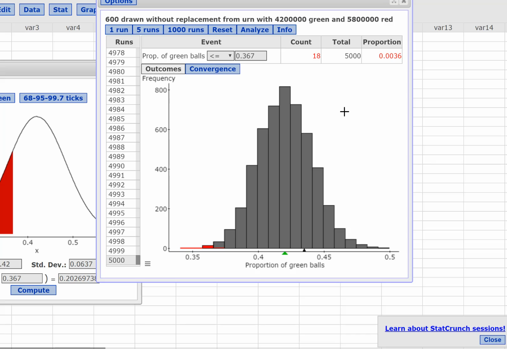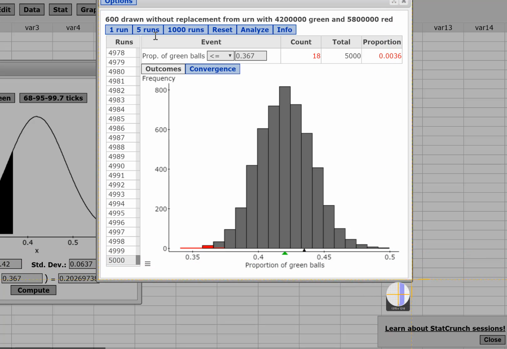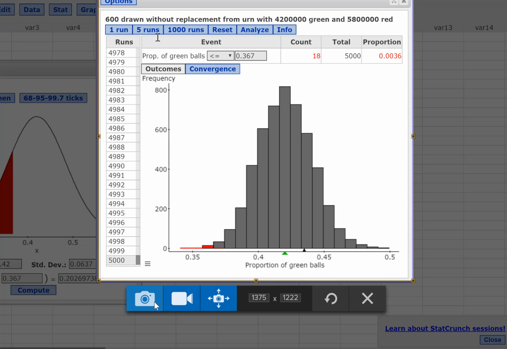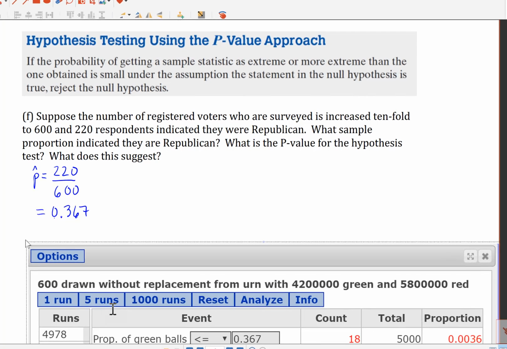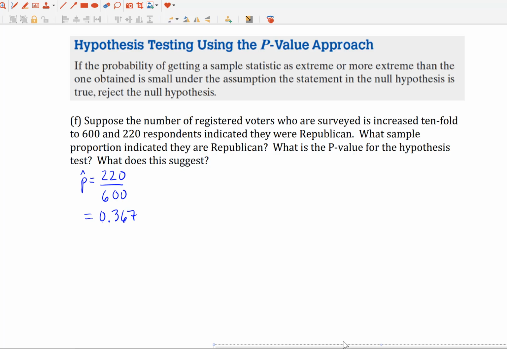Heck yeah, it's unusual. So if you observed this result, what would you want to say about the district? Would you say it has the same rate of Republicans as it did before or something else? It's probably less because you observed results that are way less than you would expect to observe if the population proportion was 0.42. So that's one way to go about doing this.